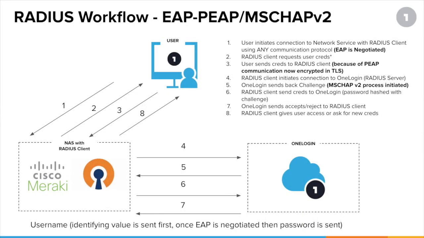So, how does this flow look? It's just a little bit chattier. I've got a few extra steps going on between the Radius client and OneLogin, the Radius server. Basically, again, that sort of challenge response process to make sure that the request is coming from the same person who initiated the request.